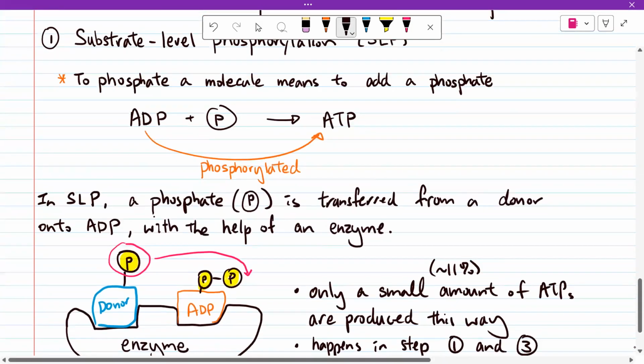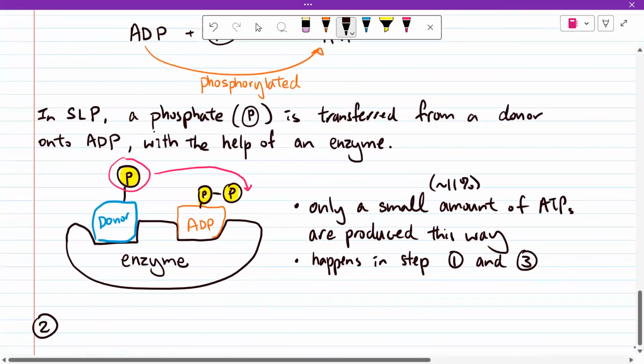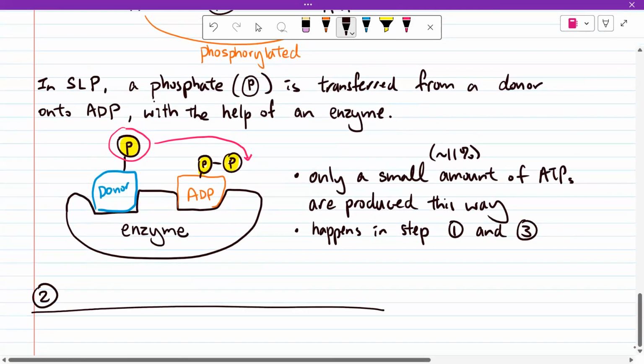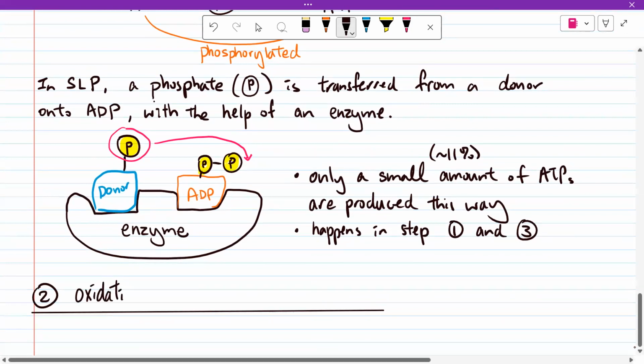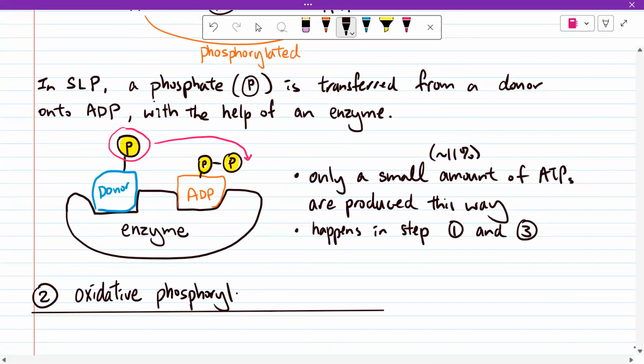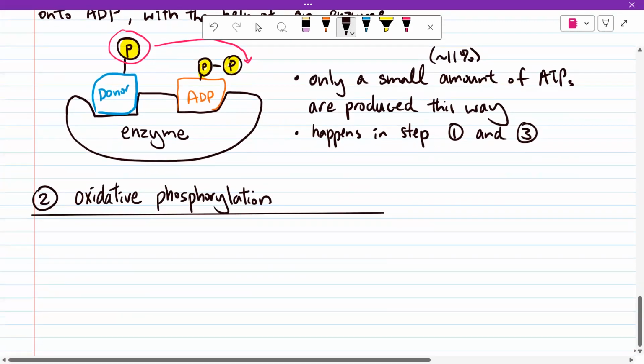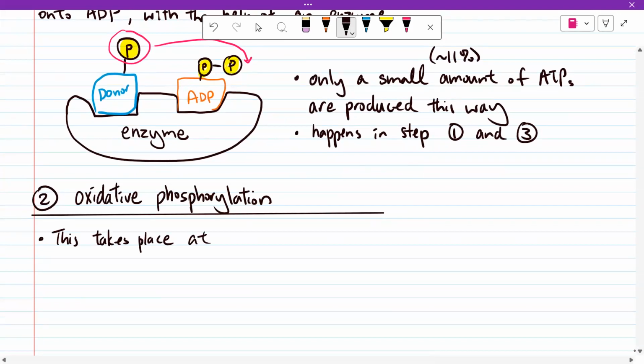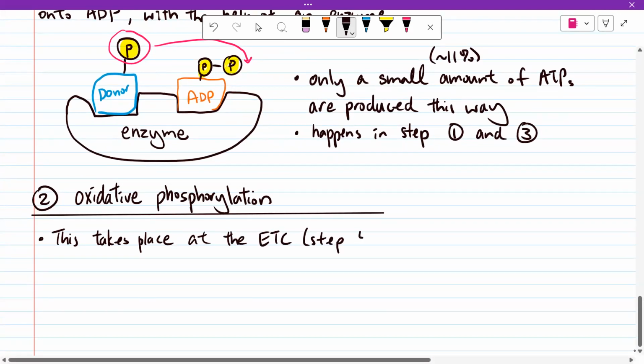So that was the first method, substrate level phosphorylation. The second method is called oxidative phosphorylation. Right? So this takes place at the ETC, step 4.